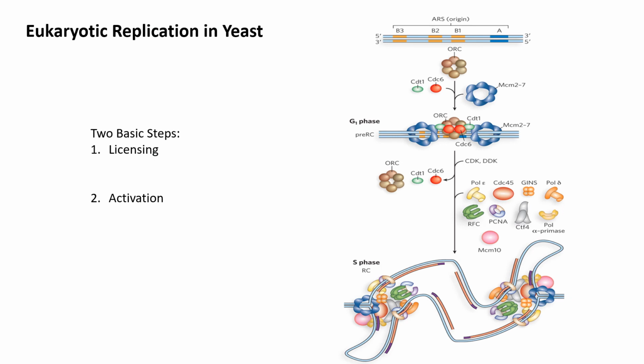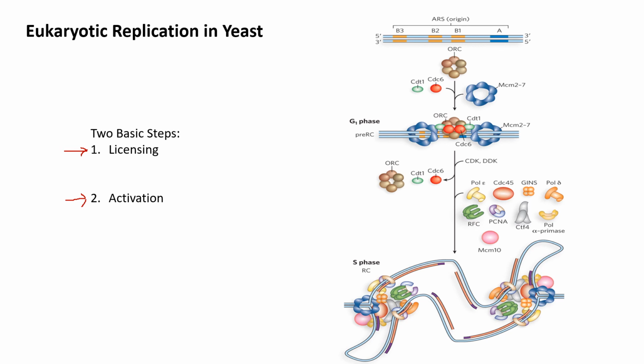Okay, so let's talk now about eukaryotic replication in yeast. Particularly, we're going to be talking not about the addition of the nucleotides, but the regulation and the activation of it. This figure is taken from your textbook. There are two basic steps we're going to talk about here. One is called licensing, and one is called activation.